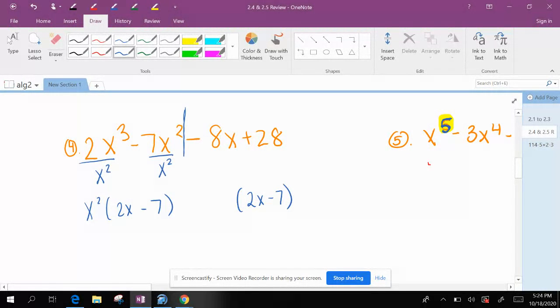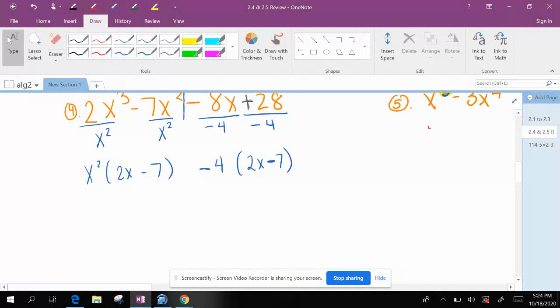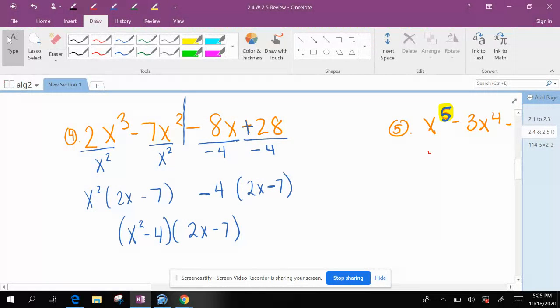I realize that I can take out a 4, and I have to make it a negative 4. Because this is a negative 7, this is a positive 28. I have to divide by a negative 4 in order to change those signs. So my final answer would be my GCFs, which are x squared minus 4, 2x minus 7. I check my exponent. My highest exponent is a 3. I should have 3 solutions.